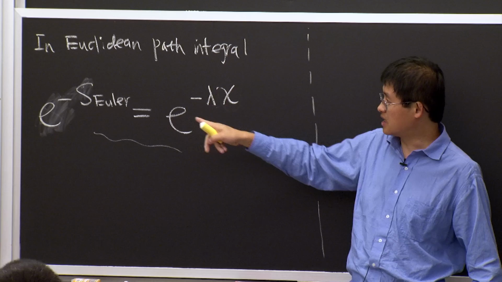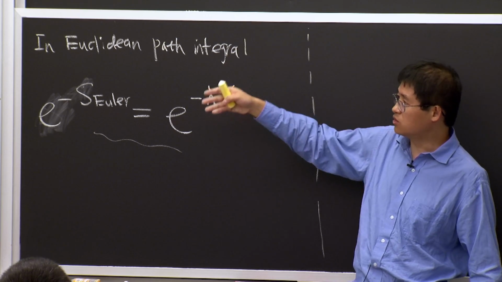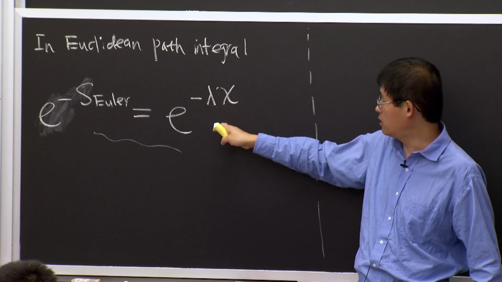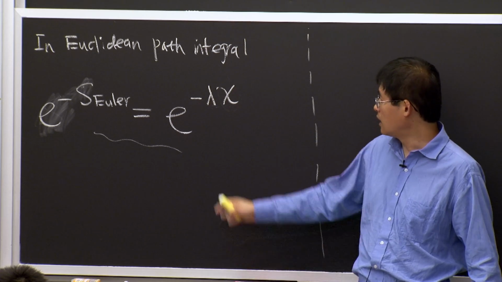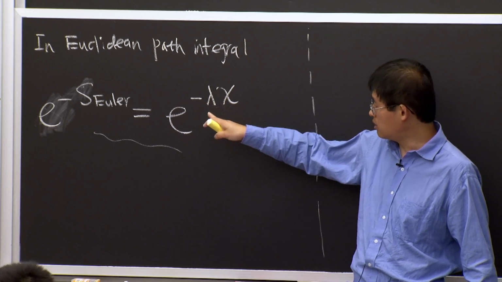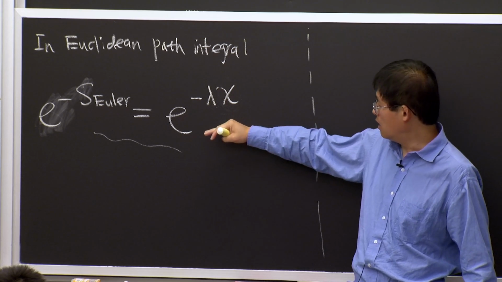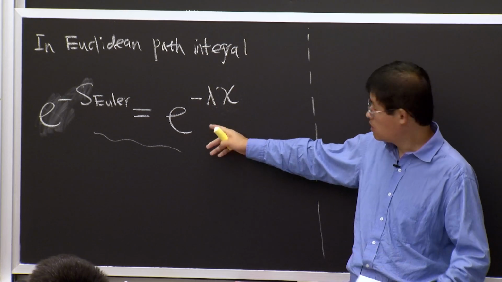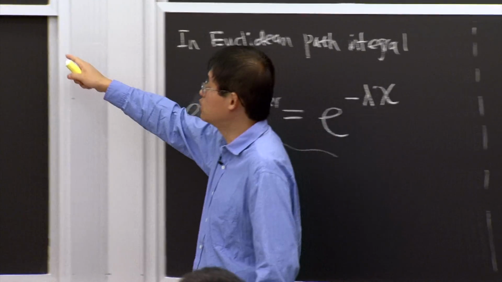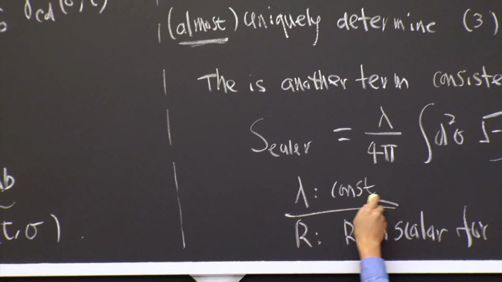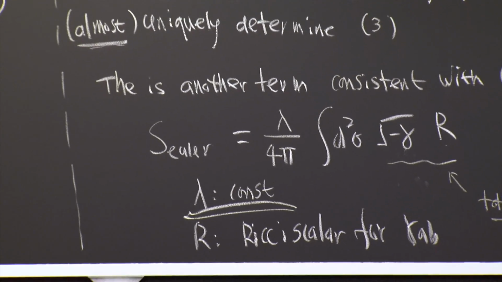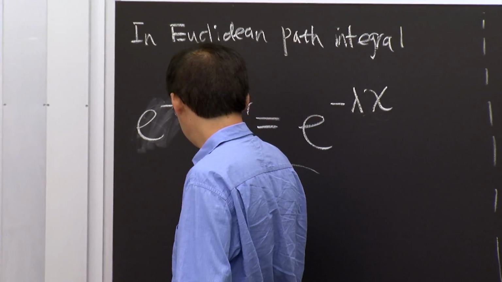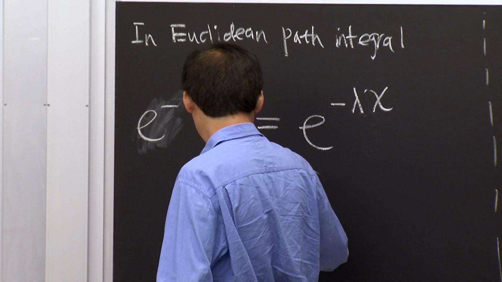And actually, this is dictated by the symmetry. If you include the most general terms consistent with those symmetries, then you are required to include this Euler term, and then you automatically have a weight for different genus. But lambda is an arbitrary constant. The choice of lambda is still arbitrary, but this does give you a non-trivial weight for different genus.